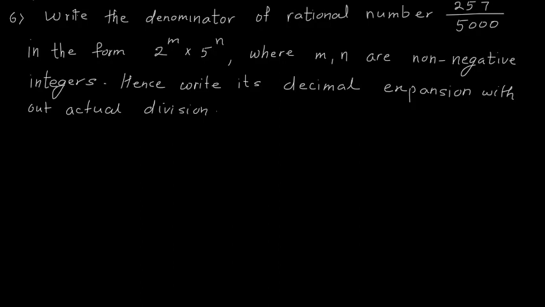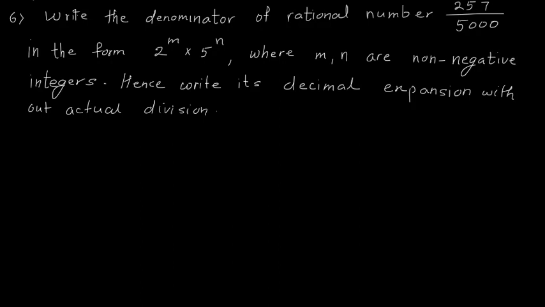Now let us start with question number 6. Write the denominator of the rational number 257 upon 5000 in the form of 2 power m into 5 power n, where m, n are non-negative integers. Hence write its decimal expansion without actual division. So the denominator we have to express in the form of 2 power m into 5 power n.